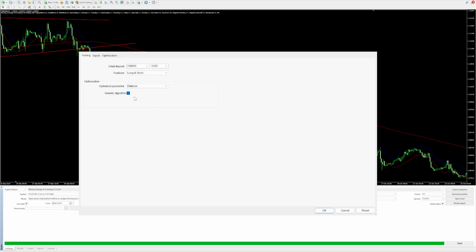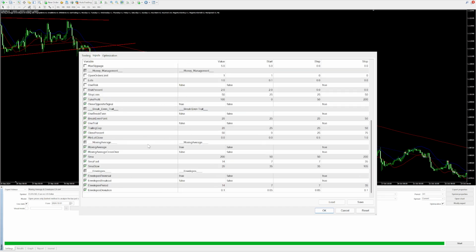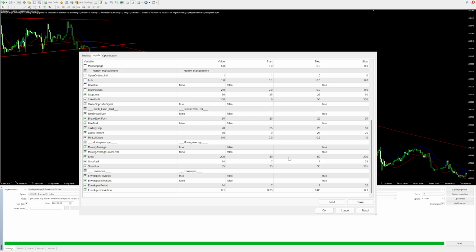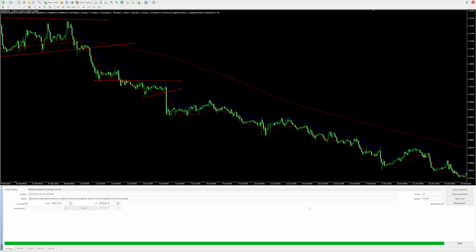Genetic algorithm. When this is selected, what the strategy tester will do in MT4 is do what it deems to be the best possible combinations and ignore anything that it thinks won't give good results. If you uncheck this, it will do every possible combination, which depending on your computer can take a long time, depending on how many settings you're optimizing as well. We've selected quite a few here, so we will want to have genetic algorithms selected. Okay, and we'll just go with that.